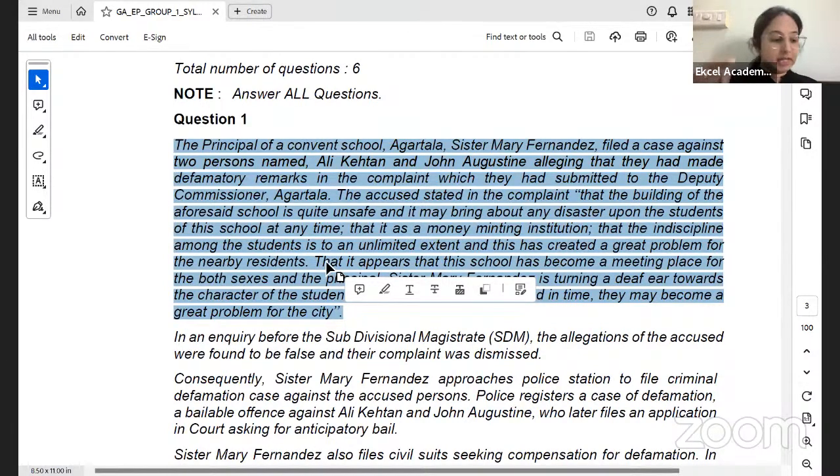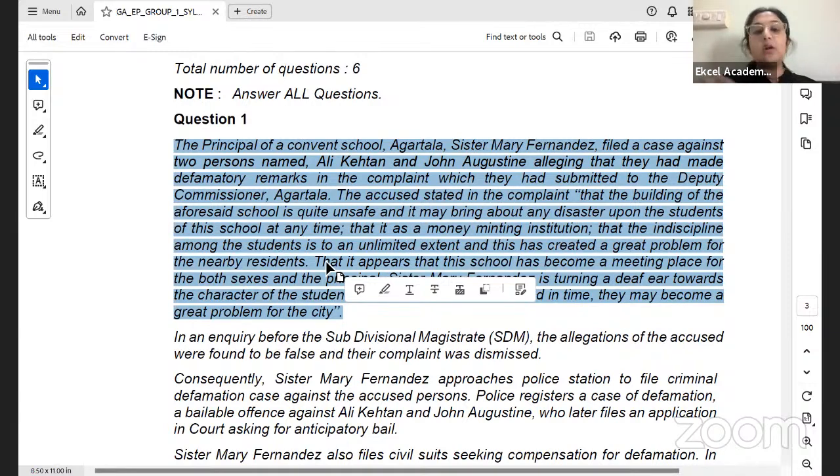That means they have given a complaint. Okay, first these Ali and John, they have given a complaint against this school principal. Okay, and in that they have mentioned many things which are completely wrong, and she now wants to file a case against them, telling that the case is not valid. They just wanted to defame us, our school, so that is why they have filed the case. This is what she wanted to prove.